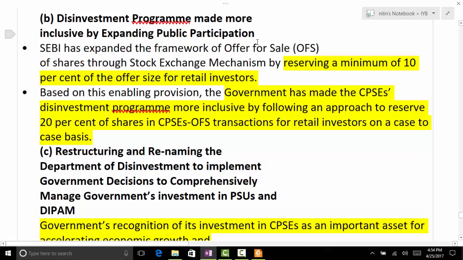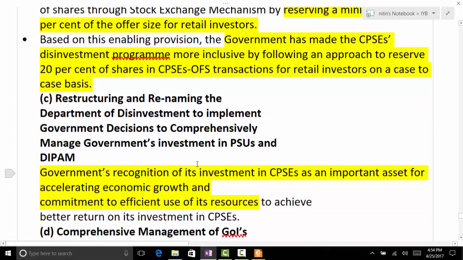So SEBI has expanded the framework. The minimum was 10%, and the government has made it how much? 20%. So are you able to get it? SEBI has relaxed the norm. SEBI has said about minimum 10% it should be there. So the government went ahead with it and made it 20%.